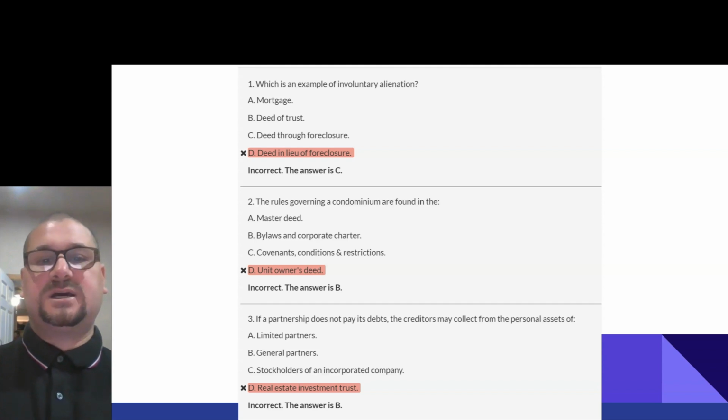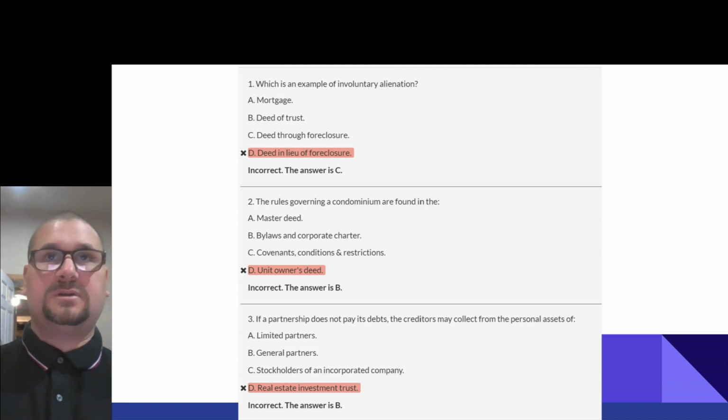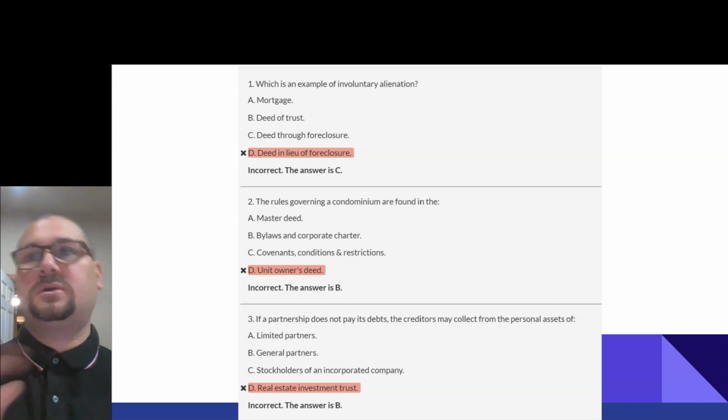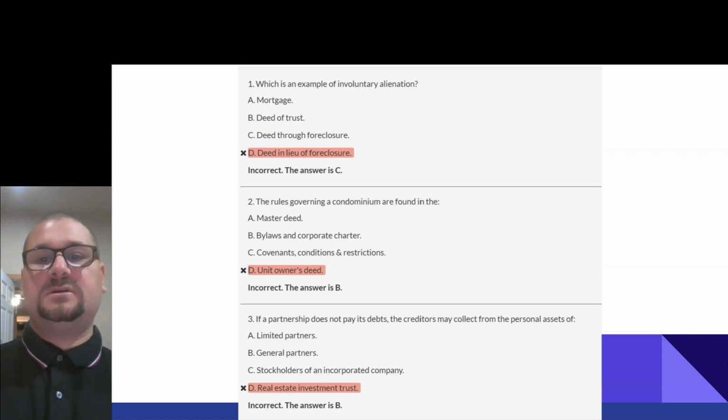If a partnership does not pay its debts, the creditors may collect from the personal assets of what? Of the general partners, right? The general partners have liability in a partnership. So a partnership doesn't pay their debts. Well, when the creditors come, say you open up a partnership, that means everybody's liable. All the general partners are liable. They get credit cards in the company's name. Well, who's going to be liable? All people in the company are liable, right?